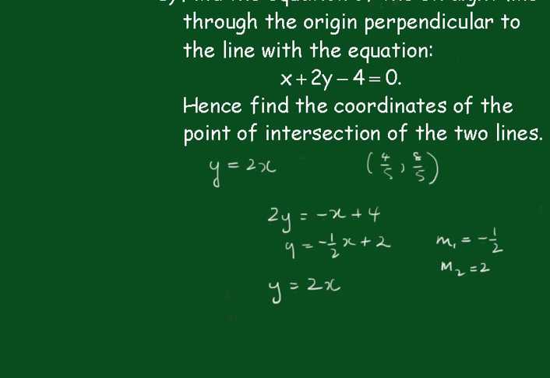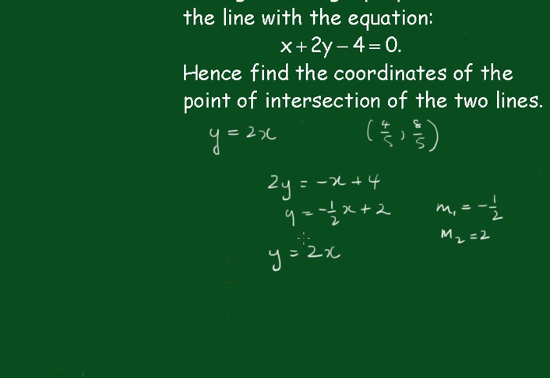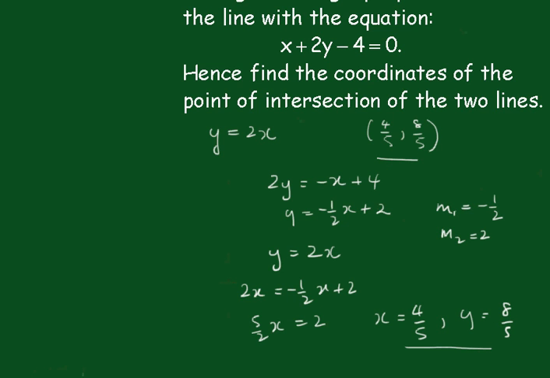Now, solving those two simultaneously, we have, of course the y's are both the same, we have 2x equals minus a half x plus 2. Adding half x to both sides, we get 5 on 2 x is equal to 2. And multiplying both sides by 2 and dividing by 5 at the same time, we get x equals 4 on 5. And of course, y is twice this, so y equals 8 on 5, which is the required result, what we had before.